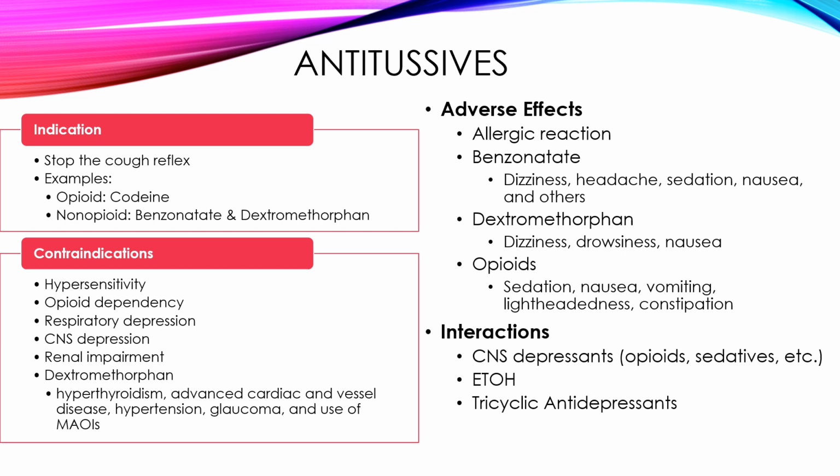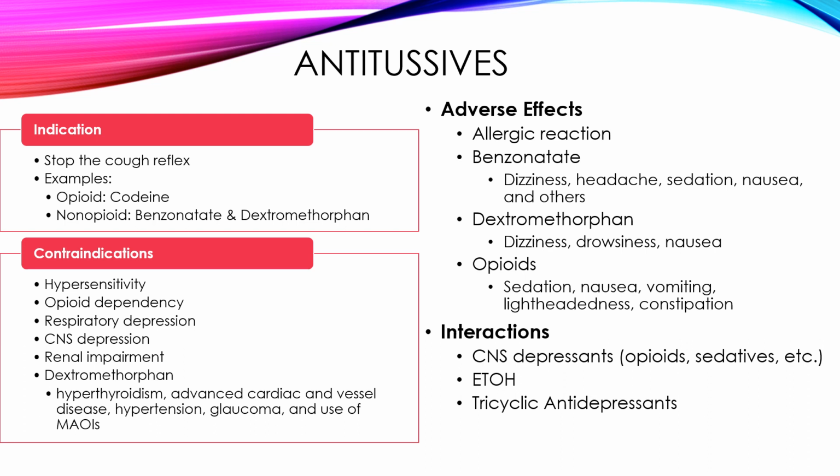Same thing with your adverse effects. We know what opioids do. So if we mention an opioid antitussive, you already know what those adverse effects are. Dextromethorphan can also make you drowsy, like an opioid, right? Dizziness, and then nausea, we know that already. Benzonatate can cause sedation as well, but can also cause headaches and dizziness.